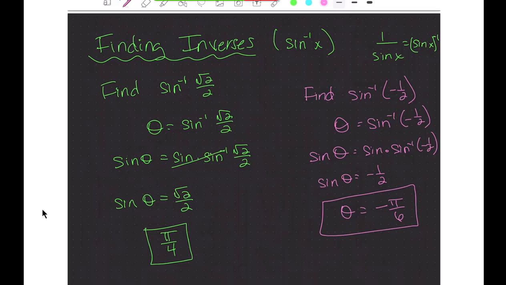Is that it? Same thing, but we're going to talk about cosine real quick. Okay. Same thing, but yep.